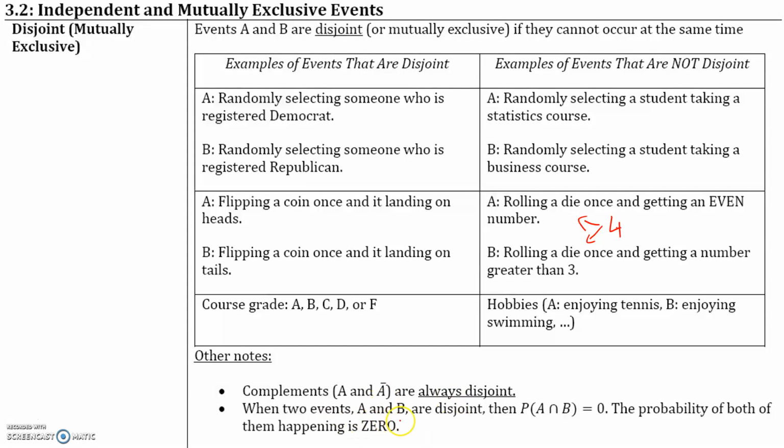When two events A and B are disjoint, then the probability of A and B occurring is 0, because remember, disjoint events are events that cannot occur at the same time. Well, if they cannot occur at the same time, that means that their probability of occurring at the same time is 0.